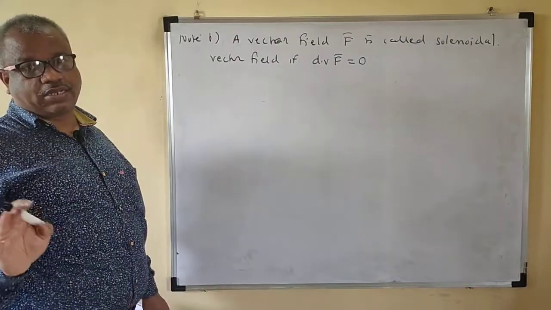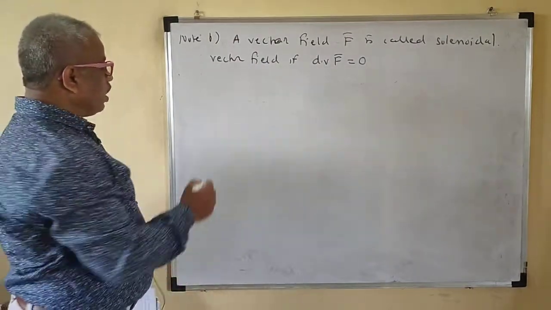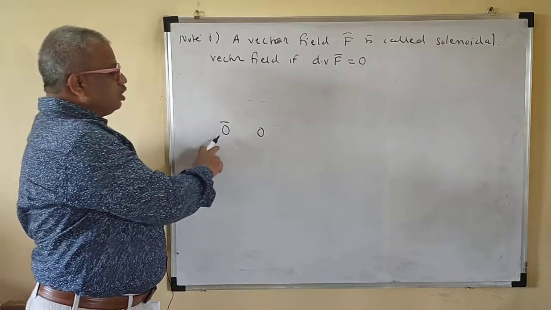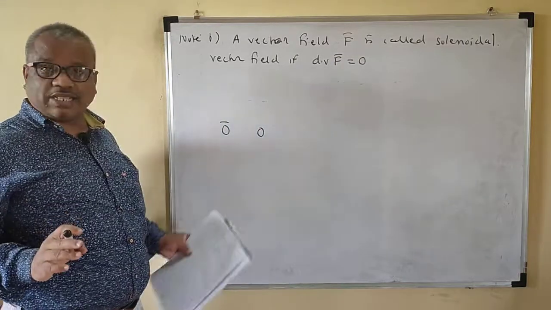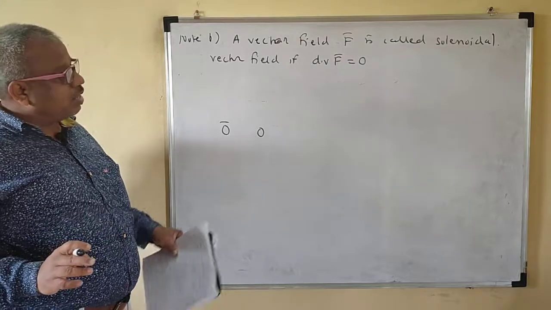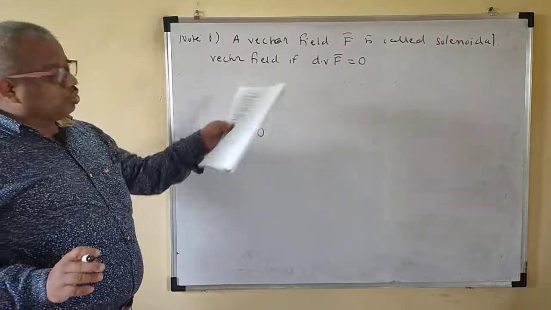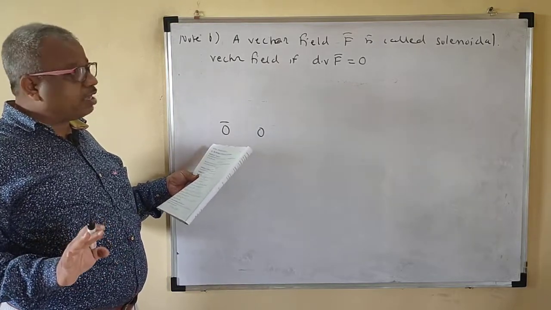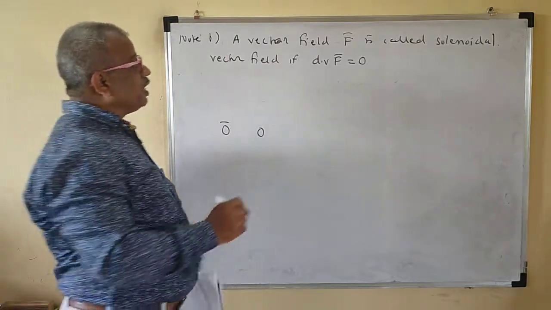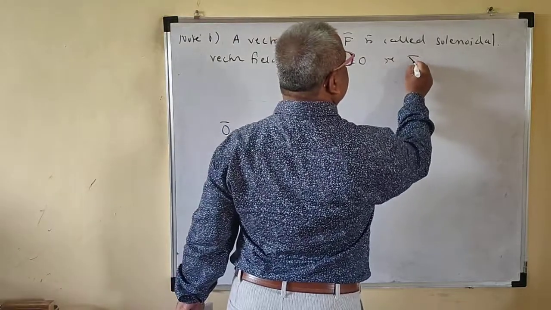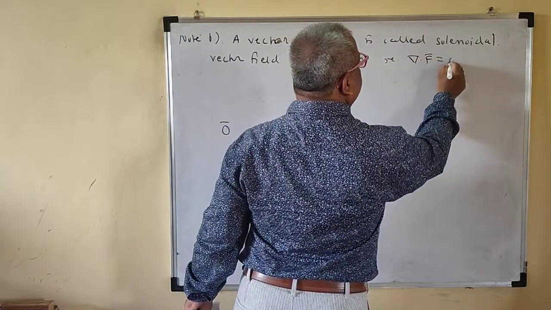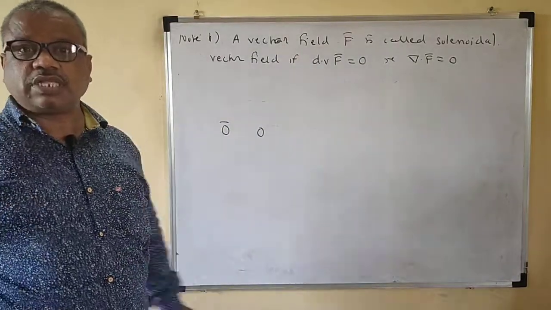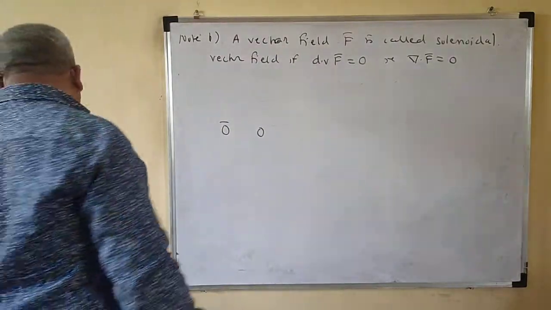Curl of a vector is a vector, so there it is 0 bar. Note that the option will be 0 or 0 bar. You have to take care of this. This is 0 bar and this is 0. This 0 is the scalar. This 0 bar is the vector. Okay. So divergence of f bar is what? 0, not 0 bar. That is nabla dot f bar is just 0. Because divergence means dot product, and dot product is always a scalar quantity.